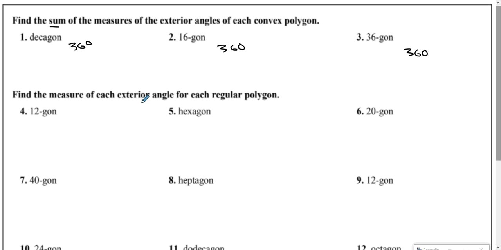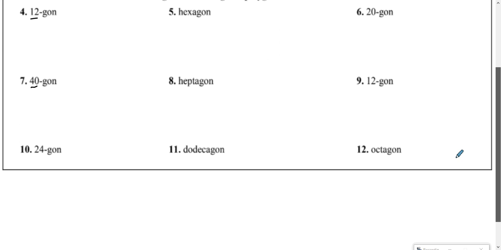Measure of each exterior angle. Well, now you're just going to do 360 divided by how many sides, right? So 360 divided by 12, 360 divided by 40. That's all you're going to do on each of those, okay? So piece of cake, all these are very simple. The only thing that might be difficult is figuring out how many sides it has.